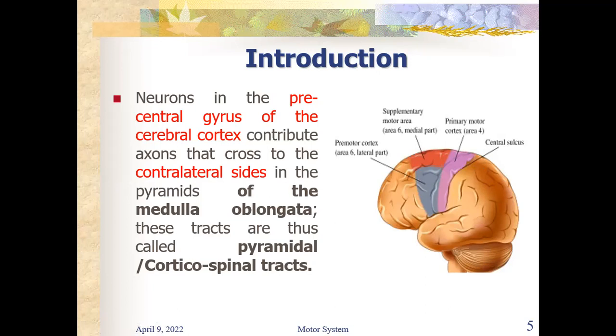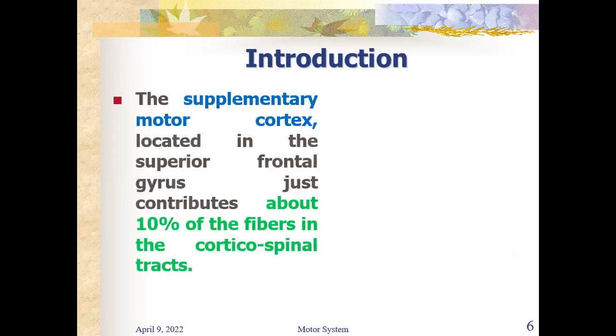In the descending tract, we have the corticospinal tract and the corticobulbar tract. Those two are the direct pathways, the direct motor pathways. So the supplementary motor cortex located in the superior frontal gyrus contributes about 10%.